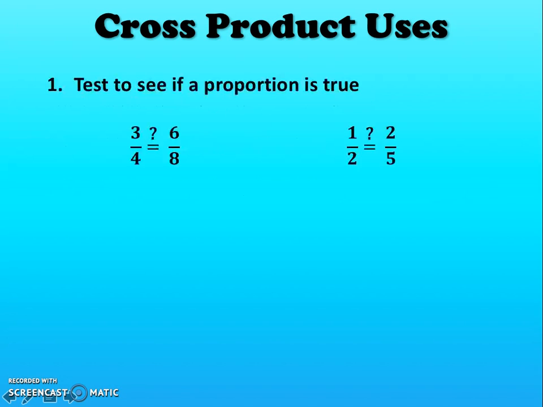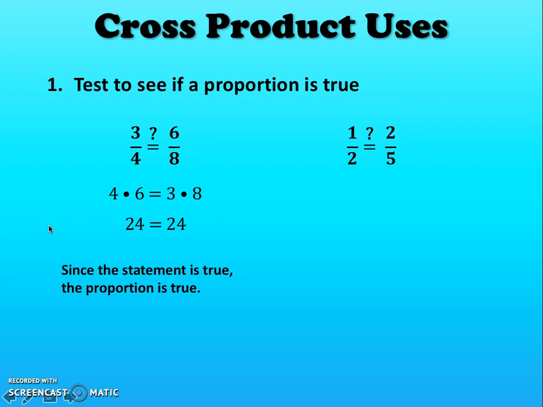Let's start off by figuring out if a proportion is true. Is 3 is to 4 as 6 is to 8? Is that true? Using my cross products, I'm going to do 3 times 8 equals 4 times 6. You might know whether or not that's true just by looking at it, but we want to prove it. 4 times 6 equals 24. 3 times 8 equals 24. 24 equals 24. That's true. So that statement's true, so the proportion is true.